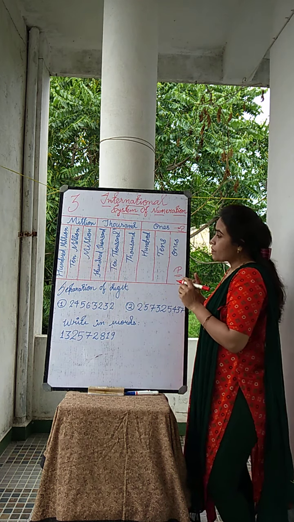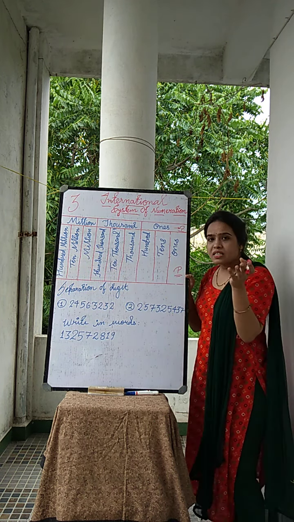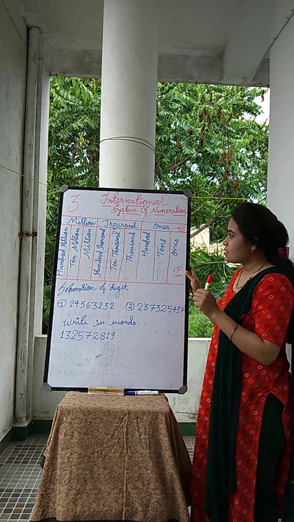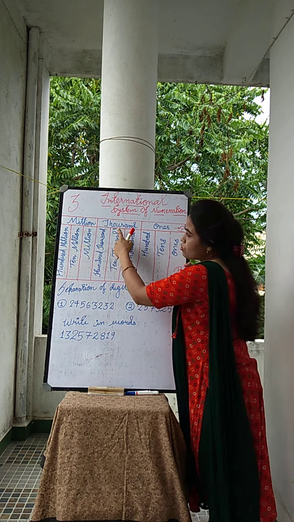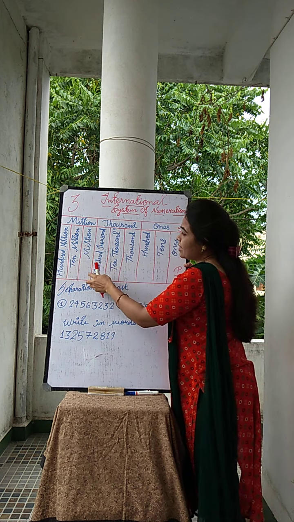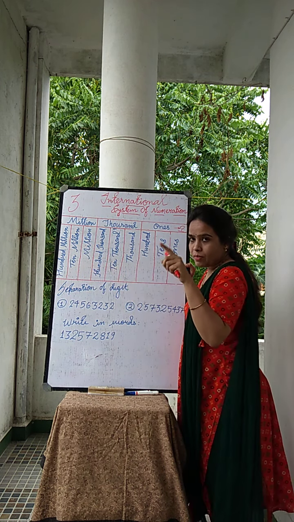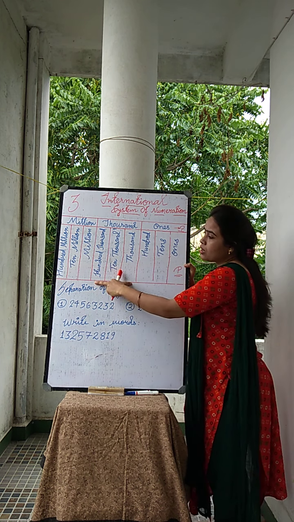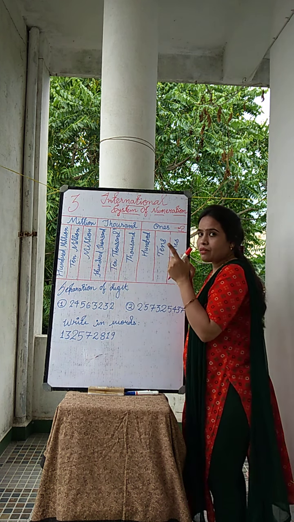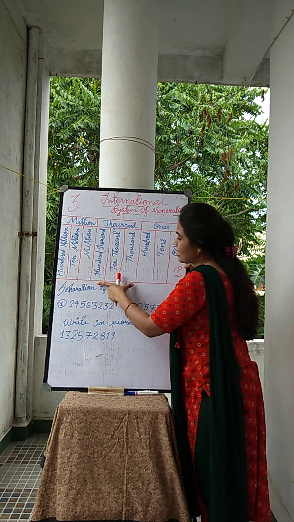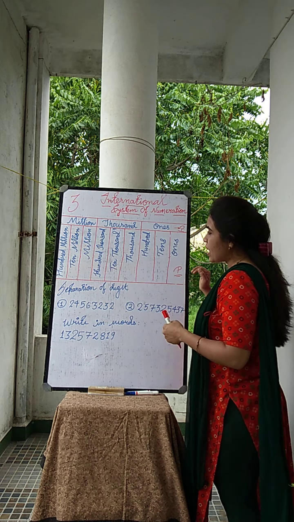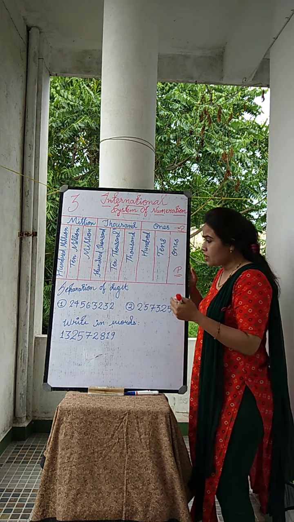Okay students, so what is the difference between the Indian system and the international system? There is only one difference: in the Indian system we have the lakhs place, in the place of the million, and we don't have these three places. But in the international system we have the three places. Okay students, I hope you have understood till yet.